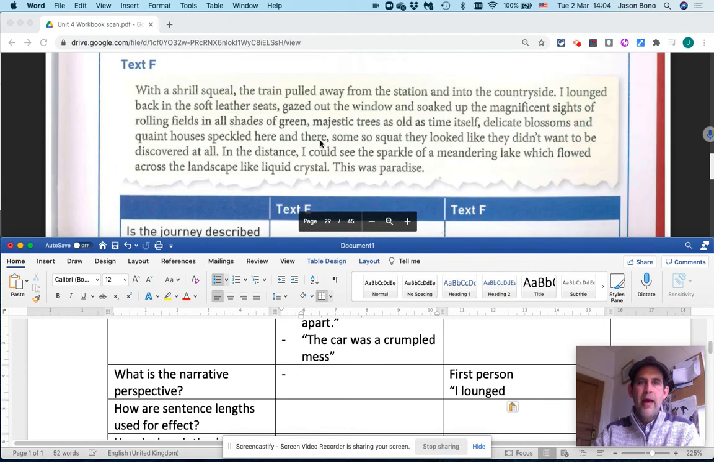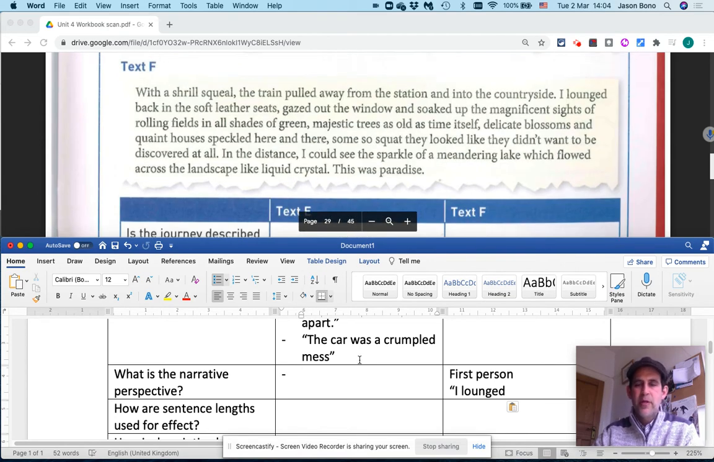Now, Cal is the person this is happening to in the first paragraph, and there's no mention of I. So, the second person is you. If they're saying you did this, you did that, you did the other, and there's no mention of an I, okay, that's second person, and that's very uncommon. Third person is what we have in text E.